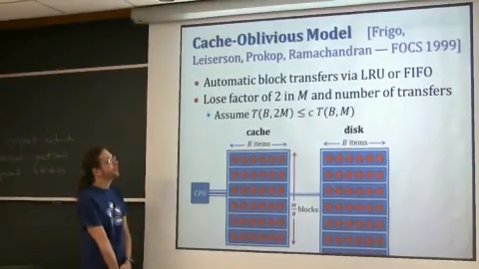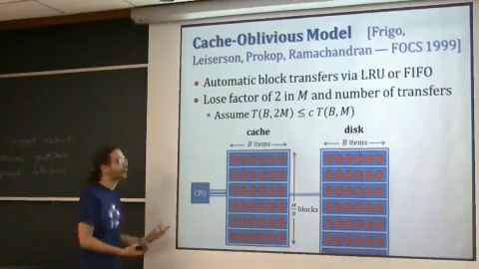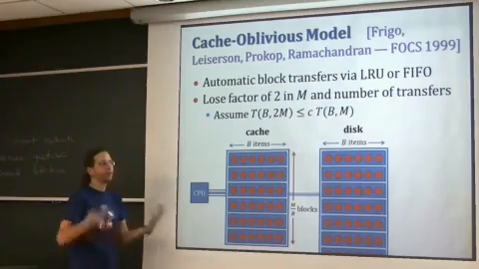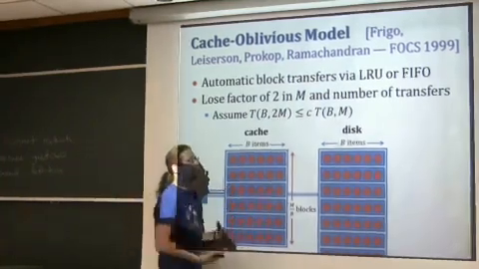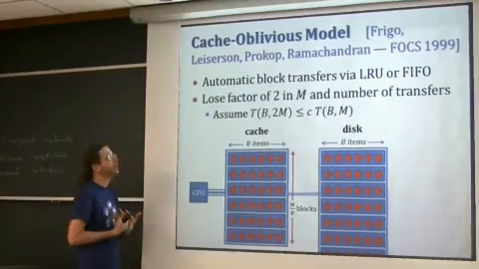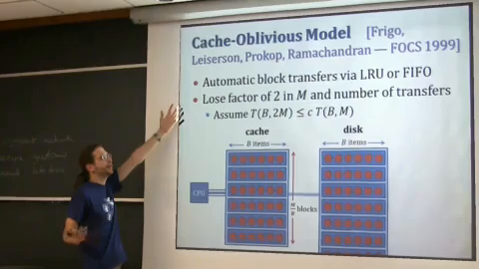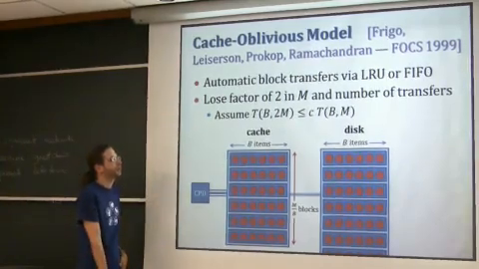So for this to be meaningful, block transfers have to be automatic because you can't manually move between here and here. In HMM, you could manually move things around because your memory is just a sequential thing. But now you don't know where the cutoff is between cache and disk, so you can't manually manage your memory. So you have to assume automatic block replacement, but we already know LRU or FIFO is only going to lose a constant factor. So that's cool.